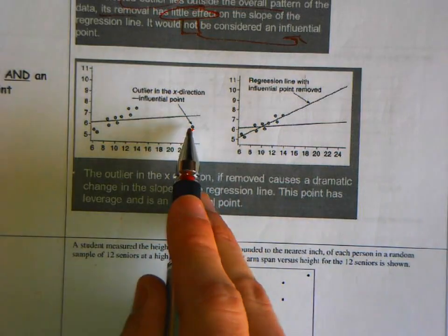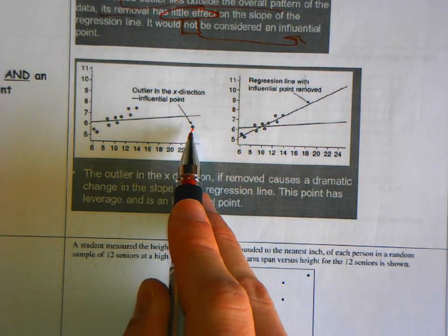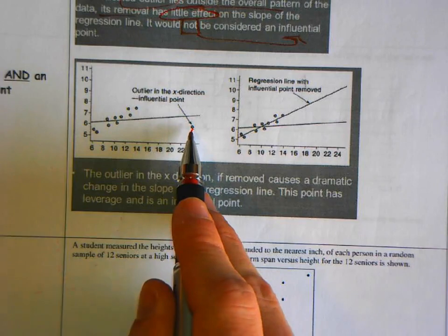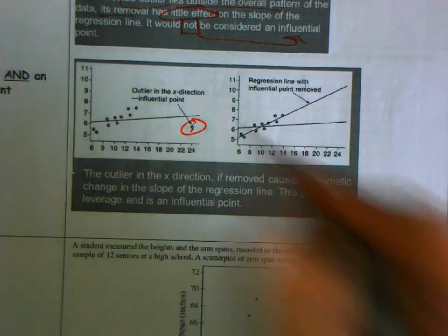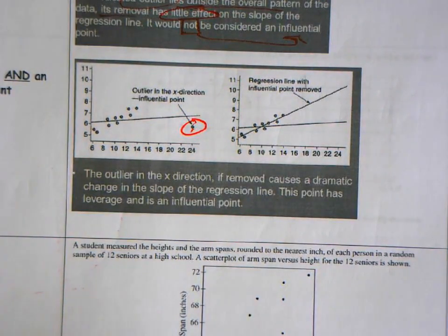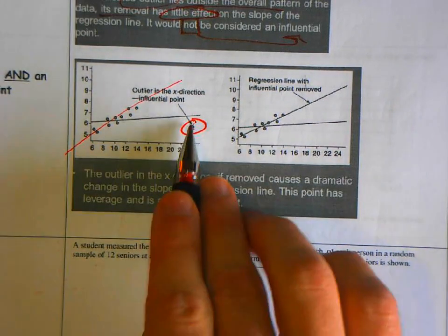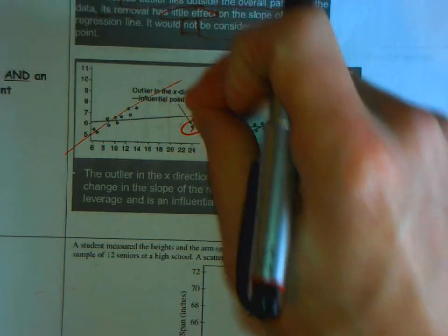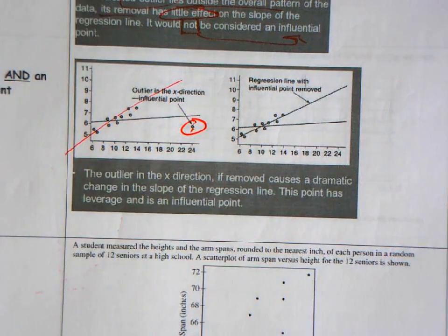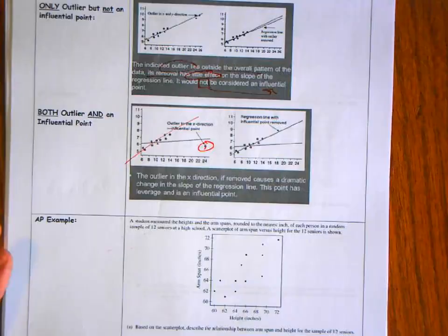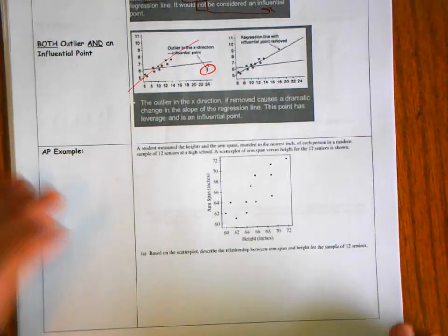This is like the fat man sitting way out on the teeter-totter. He has a great effect on the line. It does not fit with the pattern. That's what the pattern looks like. This one out here pulls that teeter-totter way down. Get off the teeter-totter. Okay. We have outliers and we have influential data points down below.